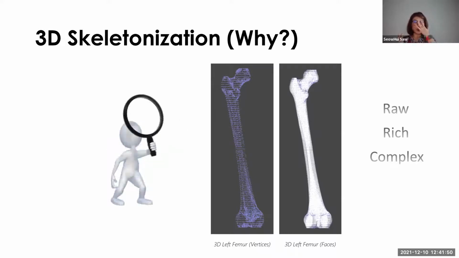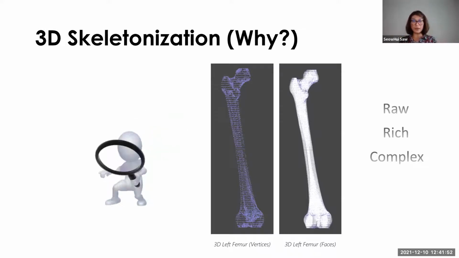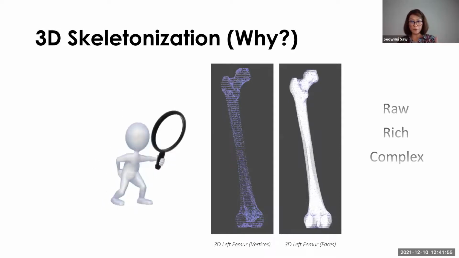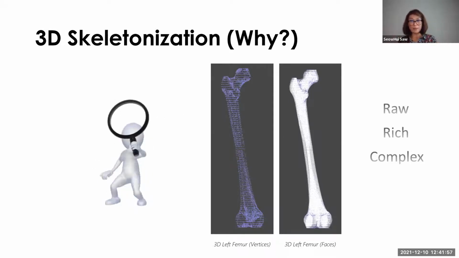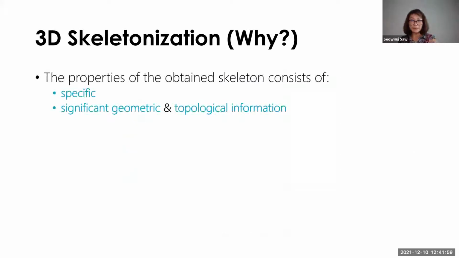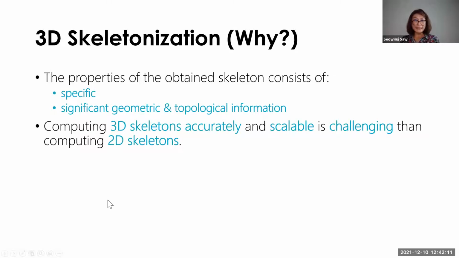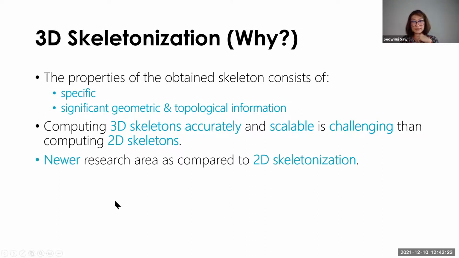First, because a 3D shape has a lot of raw information, and it is very complicated. So that's why we need these skeletons, because these skeletons have specific and significant geometric and also topological information. Besides that, computing 3D skeletons accurately and scalably for large and complex 3D models is much more challenging than computing 2D skeletons.